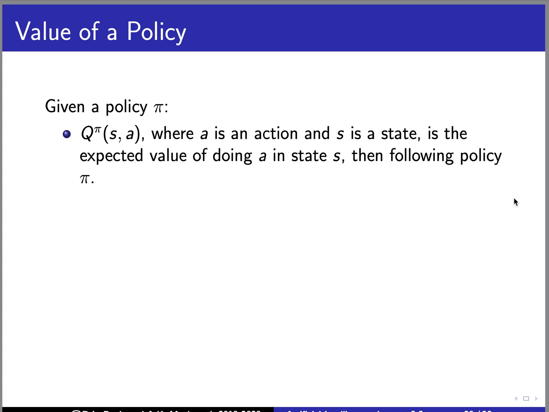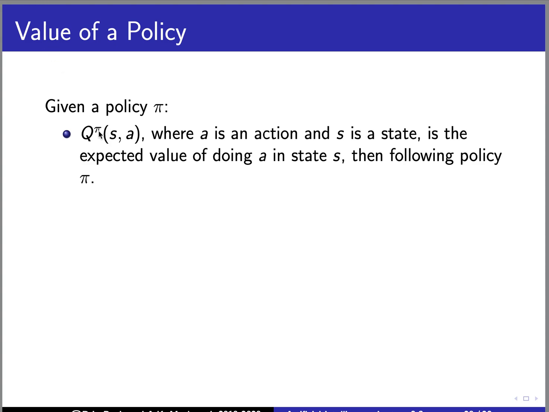So now we're going to talk about the value of a policy. Now there are 2 functions we're going to define. Given a policy pi, we're going to define Q pi as a function of both the state and the action, where A is an action and S is the state. It is the expected value of doing A in state S, then following the policy pi. So I'm going to get the future reward. The policy specifies what to do, but I'm going to do action A. So the agent is in state S, it's going to do action A, then it's going to follow the policy. And that has a particular expected value if the agent follows that.